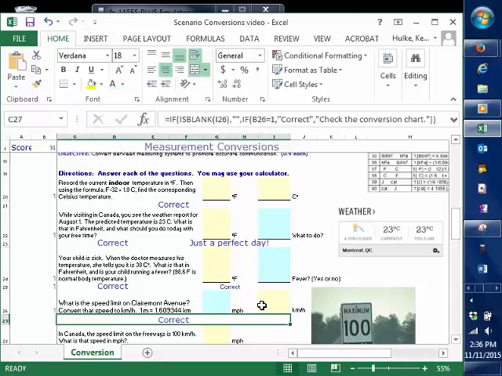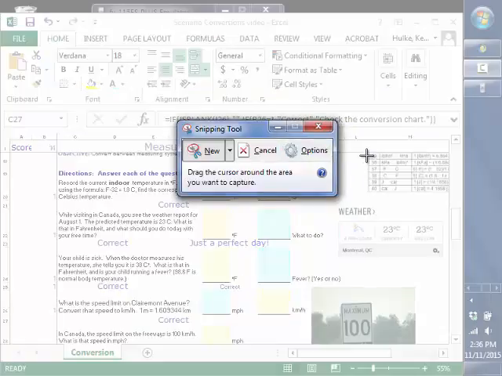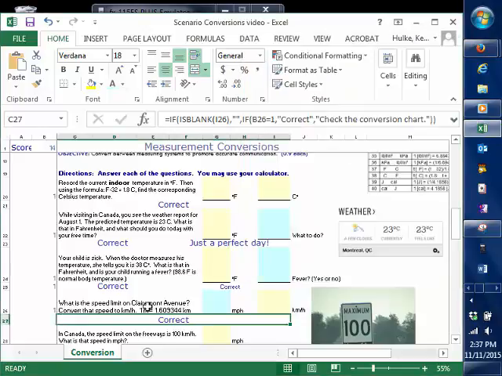Now the other thing we could do is we could just take 55 and then multiply by 1.609344. That's this number right here, and we would still get the same answer.